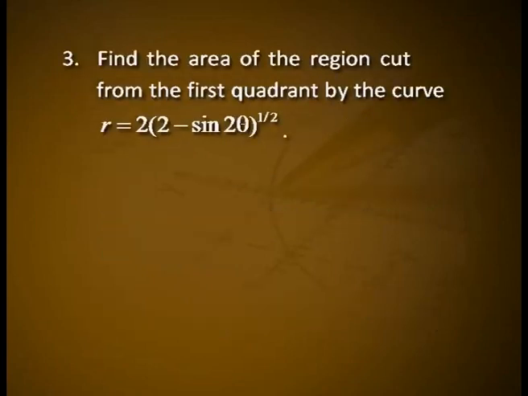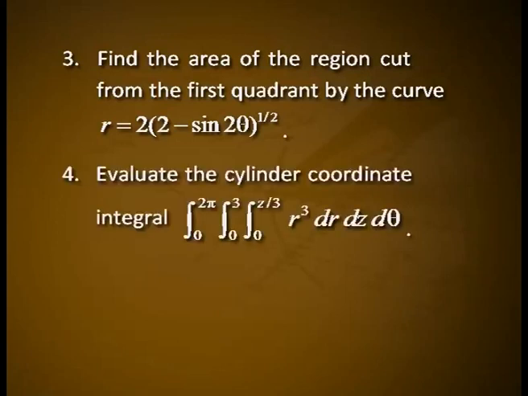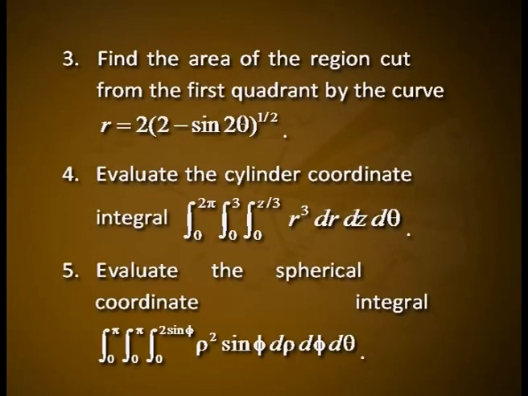3. Find the area of the region cut from the first quadrant by the curve r equal to 2 times (2 minus sin 2 theta) raised to 1 by 2. 4. Evaluate the cylindrical coordinate integral 0 to 2 pi, integral 0 to 3, integral 0 to z by 3 of r cubed dr dz d theta. 5. Evaluate the spherical coordinate integral 0 to pi, integral 0 to pi, integral 0 to 2 sin phi of rho squared sin phi d rho d phi d theta.